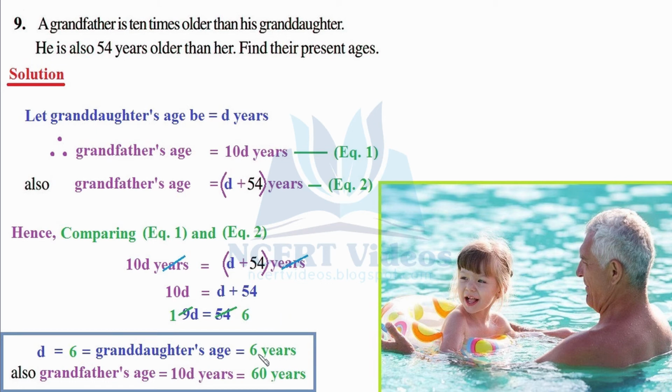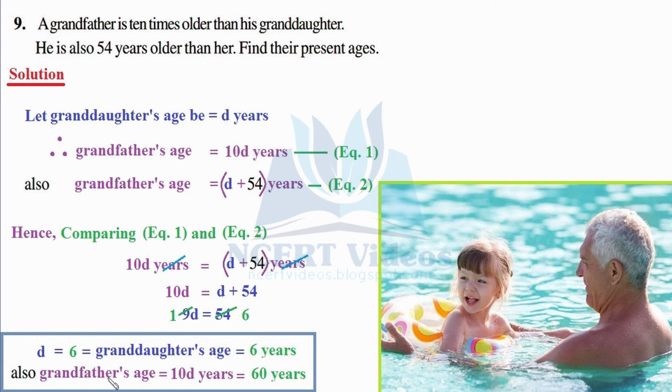An important point is you have to write units. Here in this question we are dealing with ages. Therefore, years has to be written after your answer. Since we have found the granddaughter's age, we can find the grandfather's age in two different ways. Because the grandfather's age is provided to us in two different ways, similarly the answer can be found in two different ways. First one is simple, just multiply 10 with the granddaughter's age, that is 6. You get 60 years. Another way is to plug the value of the granddaughter's age, 6 years, in equation number 2. So 6 plus 54 years will give you again 60 years.